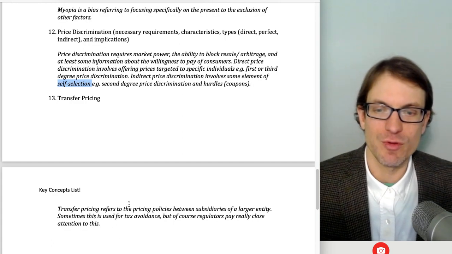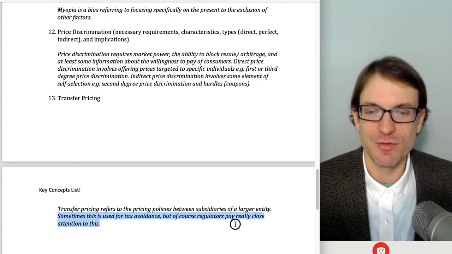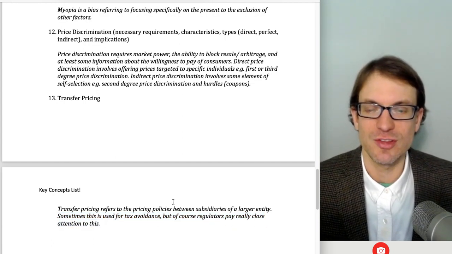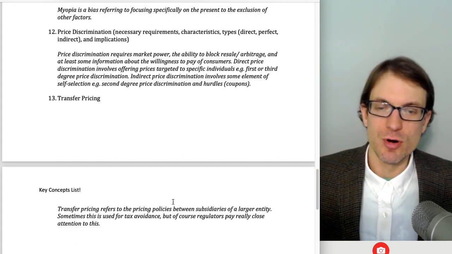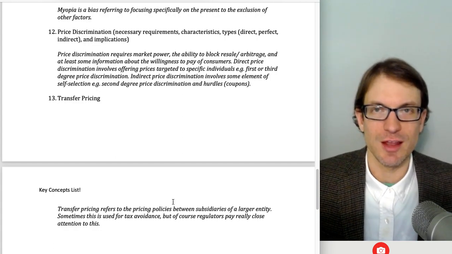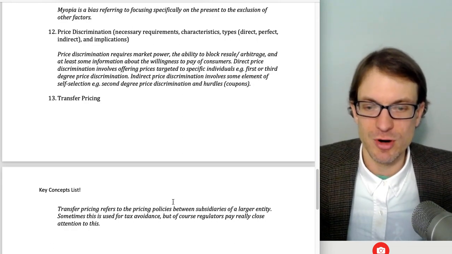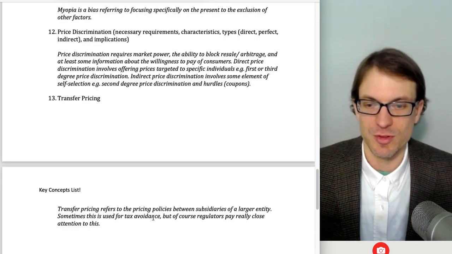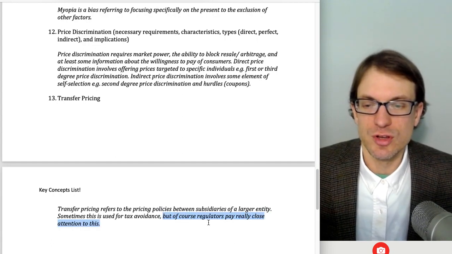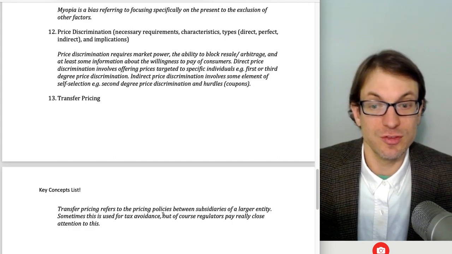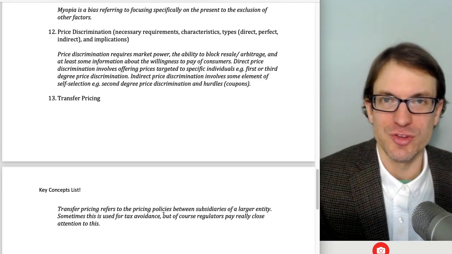And then transfer pricing refers to the pricing policies between subsidiaries of a larger entity, sometimes used for tax avoidance, but of course regulators pay really close attention to this. So you want to think really carefully about the pricing differences between if you're producing something in-house, how much you're selling it for other related subsidiaries versus how much you're selling it for external customers, and the comparison of those prices really matters, especially from the perspective of legal issues and regulators. So you can justify price differences based on cost differences often, not exclusively, right? So consult a tax attorney and so on and so forth.